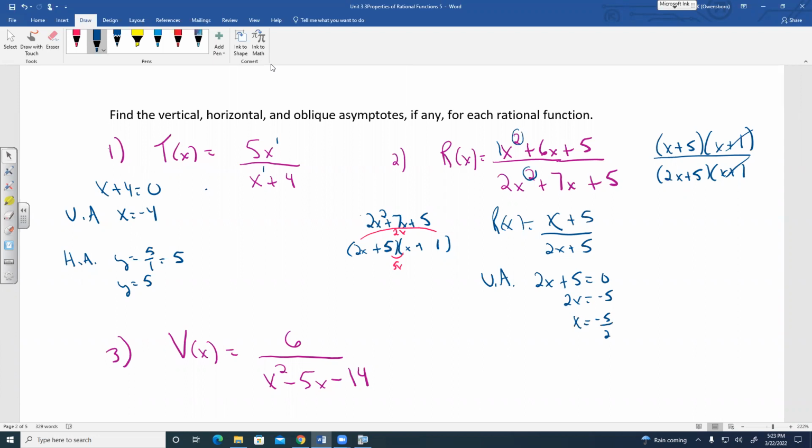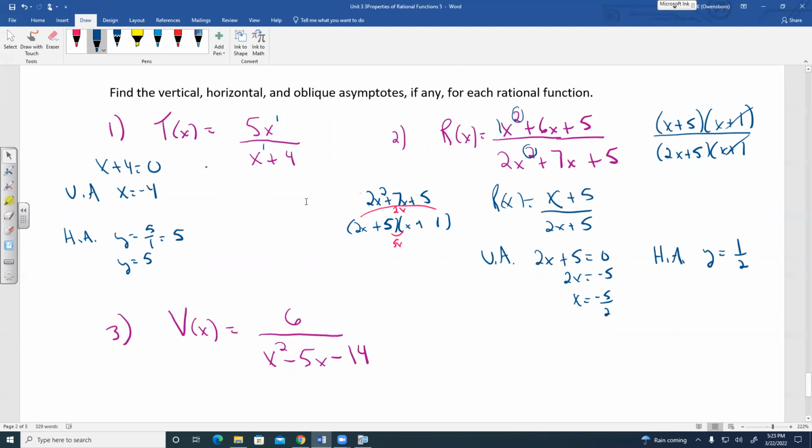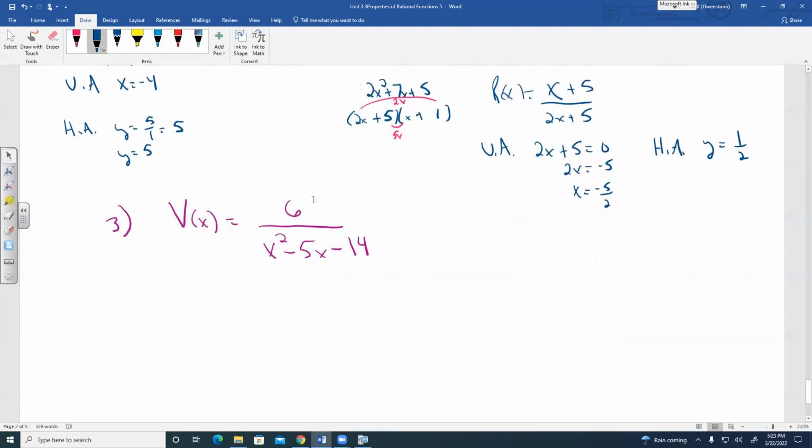The horizontal asymptote, since the degrees are the same, it does have a horizontal asymptote. And remember, it's just the leading coefficients. So it's going to be y equals 1 over 2. And that would be it. It does not have a slant asymptote because the degree is not one bigger in the top. I'd have to have an x squared on the top, and I don't.